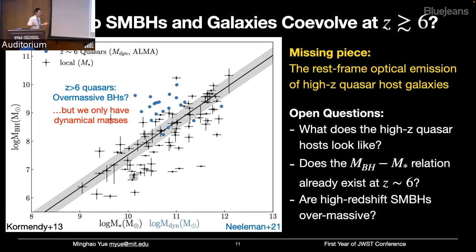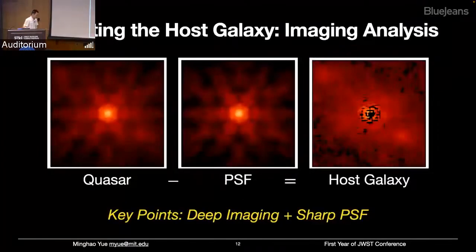And without the stellar mass, we cannot really say whether those quasars do host overmassive black holes compared to the local relation, or if they do, how much overmassive those supermassive black holes are. Well, to answer these questions, it is definitely necessary for us to really see, to detect the quasar host galaxies in redshift UV and optical.